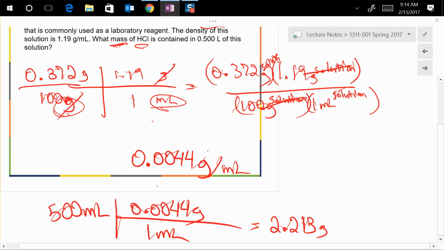Yes, sir. Sorry to ask, just real quick, where did you get the 100 grams from at the very beginning? Okay, so because this was a percentage, I made the assumption that there's 0.372 grams in every 100 grams. So I got it from that.